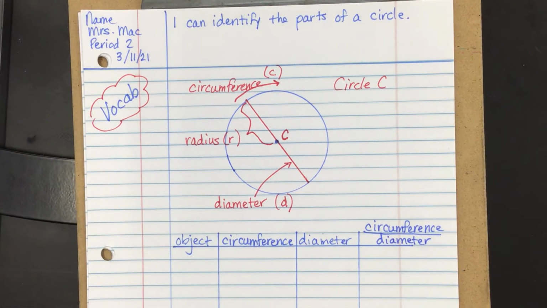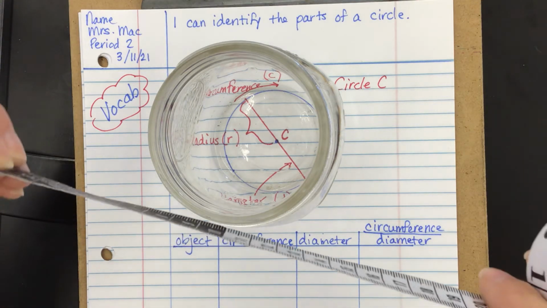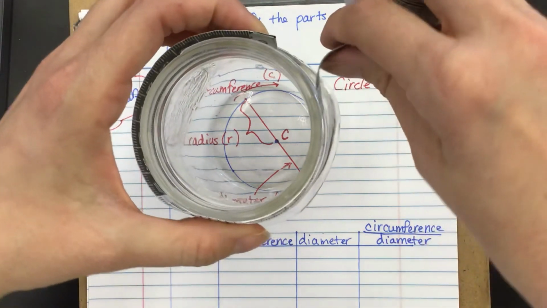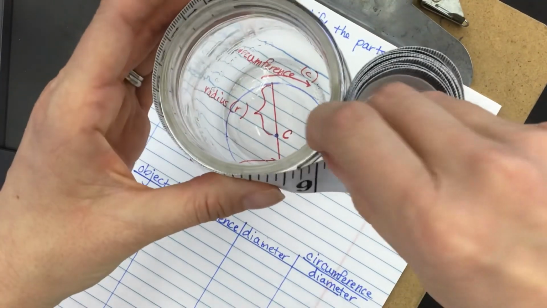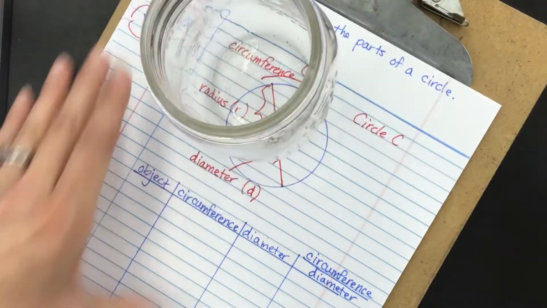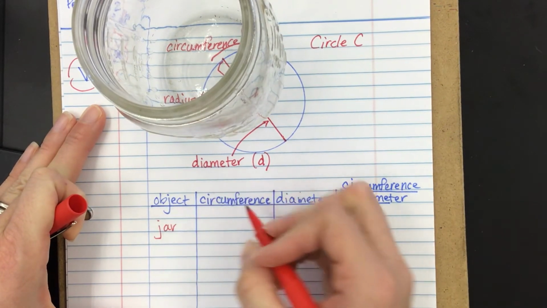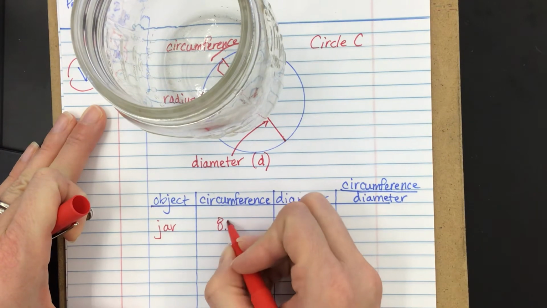So I'm going to be walking around and giving each table group a measuring tape. Okay? And let me show you how you're going to do this. I'll show you with a jar. Okay, so here's a jar. To measure the circumference, you wrap it around like this. And I'm getting approximately 8.5, so 8.5 inches. So my object is a jar, and my circumference, I'm getting 8.5 inches.